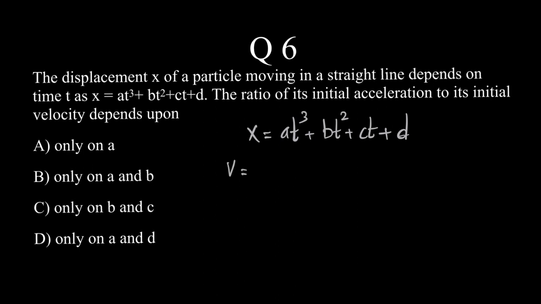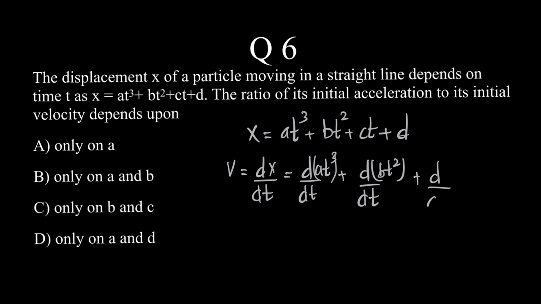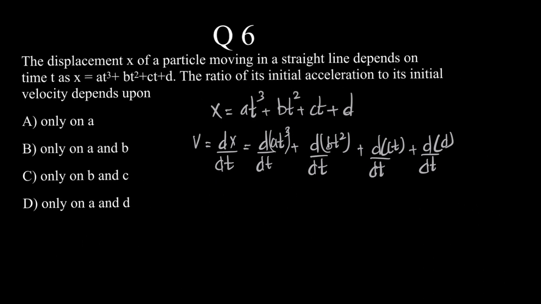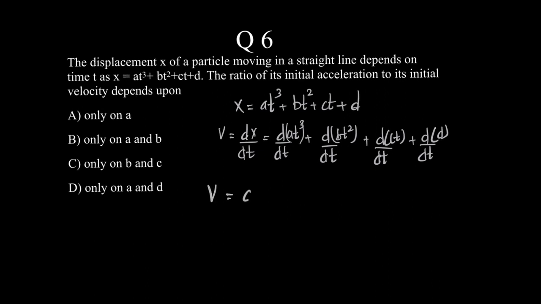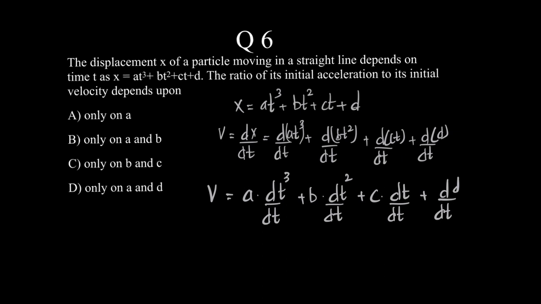So we know that v is equal to dx by dt, or d by dt of x, which is equal to d by dt of at cube plus d by dt of bt square plus d by dt of ct plus d by dt of d. So v is further equal to a into d by dt of t cube plus b into d by dt of t square plus c into d by dt of t plus d by dt of d. So what we should understand here is that a, b, c and d are constants.